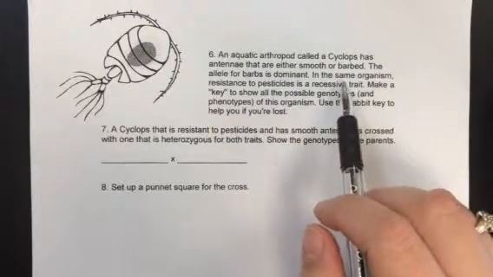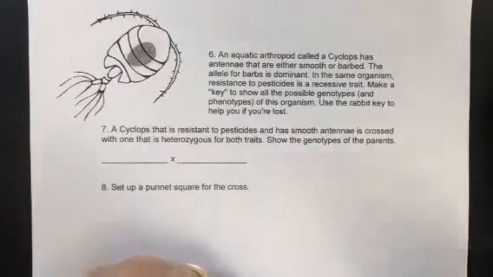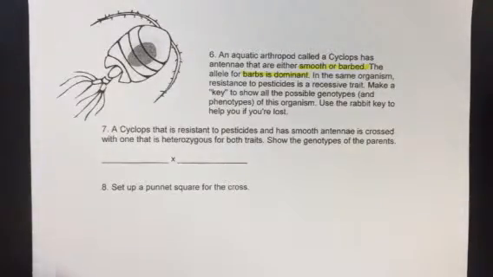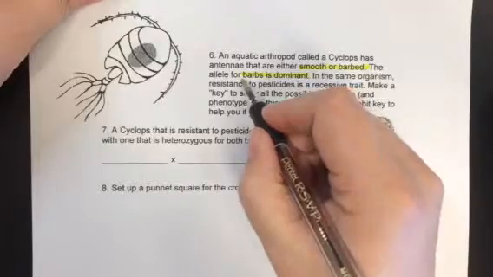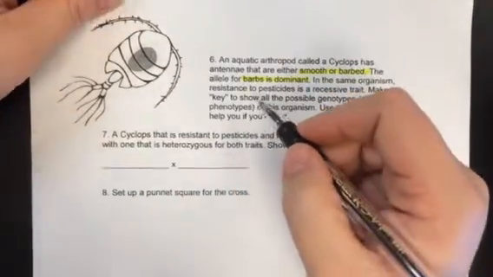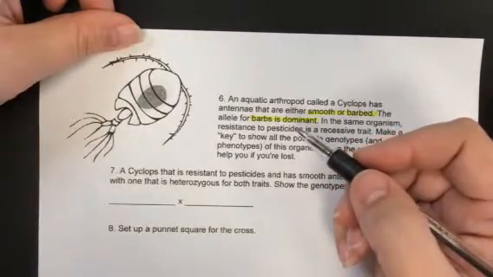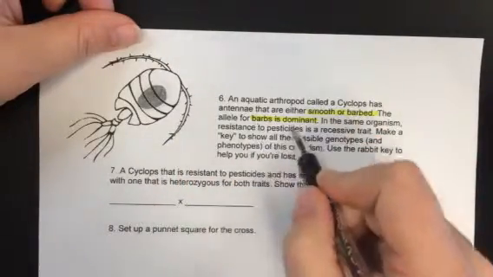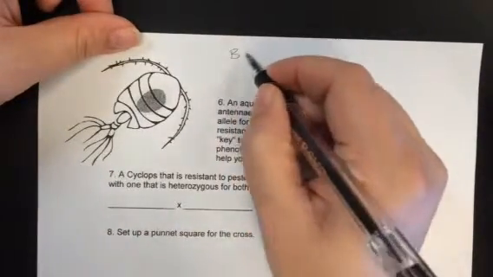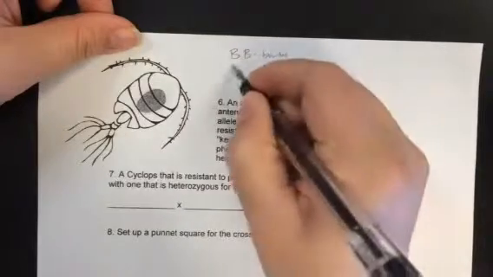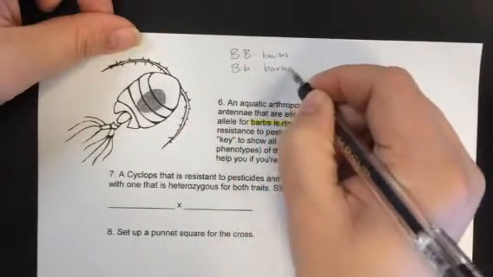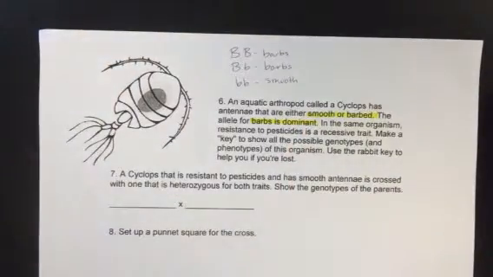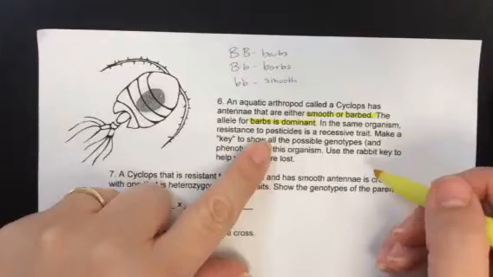So our first trait that we're looking at is the trait for barbs. And they're telling us that barbs is dominant, and we can either have smooth or barbed. And so if the dominant trait for that is barbs, the letter we usually choose is that of the dominant trait, and so for this one I'm going to use B. Now in all honesty, you can use any letter of the alphabet that you want, but the tradition is to use the letter of the one that's dominant. So if barbs is dominant, that means that big B, big B would be barbs, and big B, little b would also be barbs, and then little b, little b would be smooth.